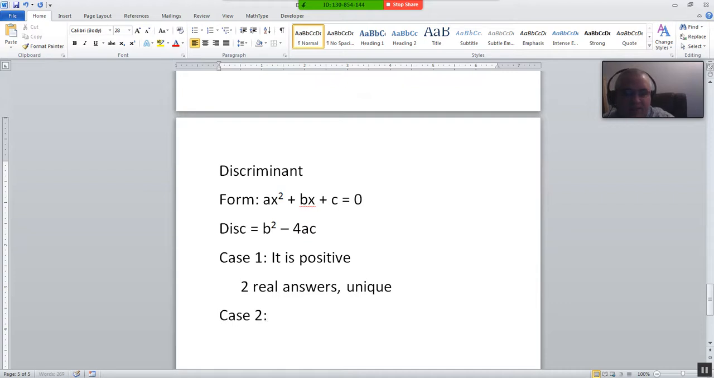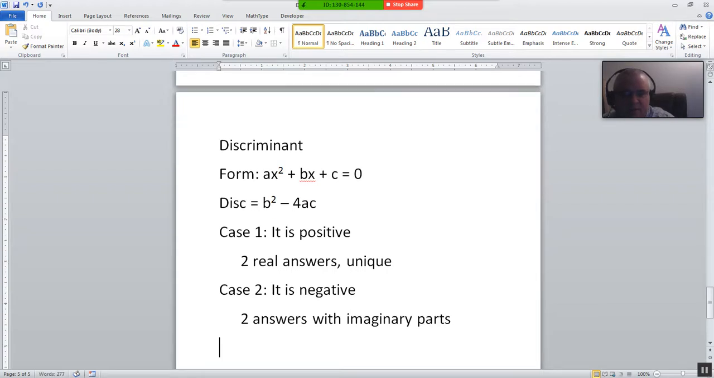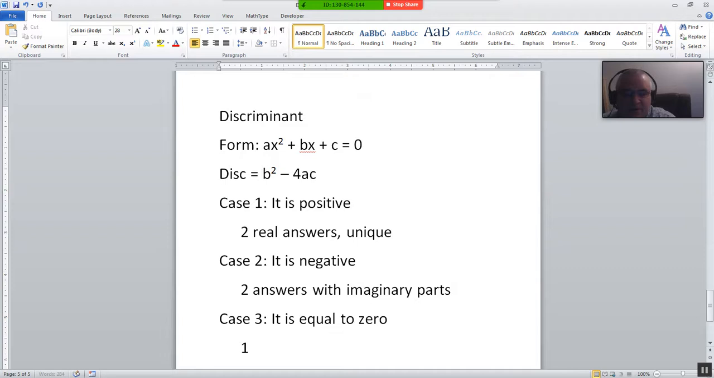Now case 2, it is negative. That means you're going to have two answers with imaginary parts. Some books mistakenly say they're complex numbers, but actually in the scheme of things, a real number is actually a complex number. So coming up with x equals 2 and x equals 5, those are both complex answers. Case 3 says it is equal to 0. That means you're going to have one answer, it'll be real, and it'll be repeated.